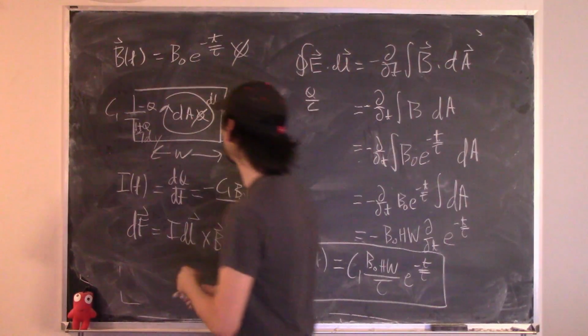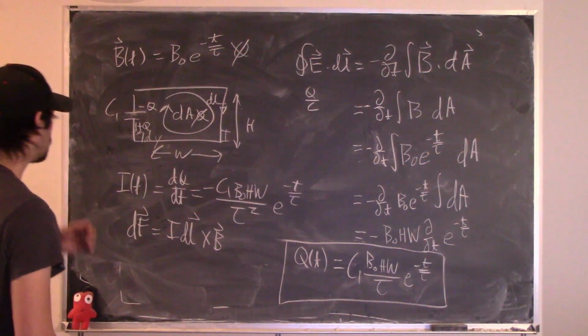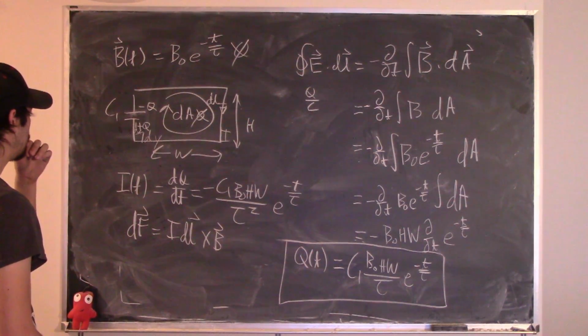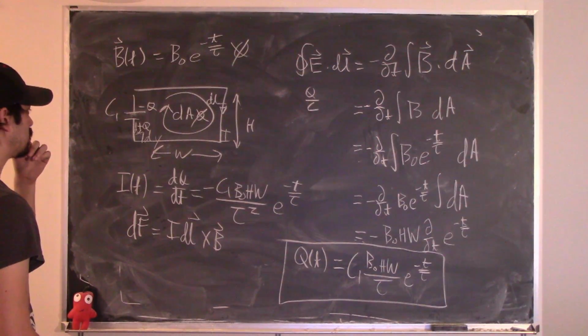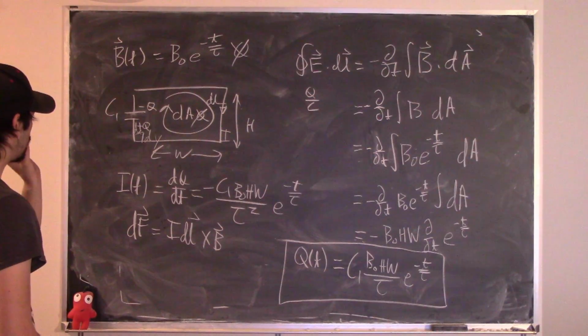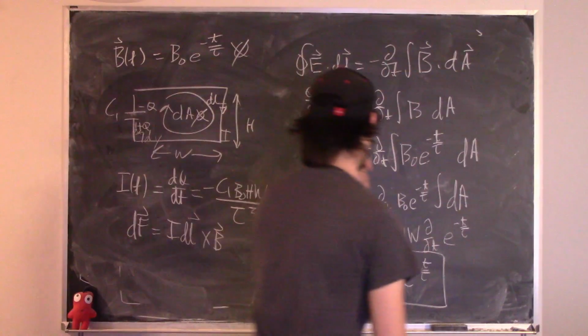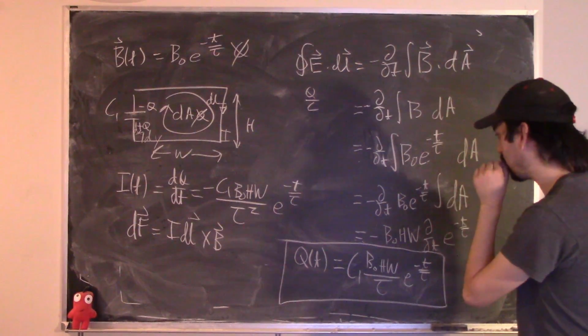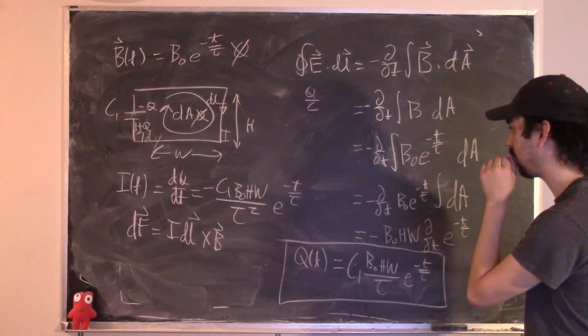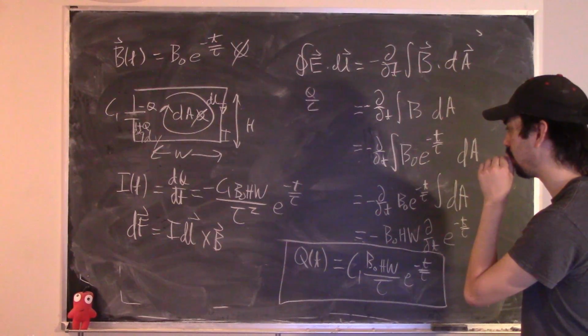So I get a negative sign with my current, which means that the current actually is going in the opposite direction. That would produce a magnetic field going out, but we want a magnetic field going in. I think I made a mistake with a sign somewhere.